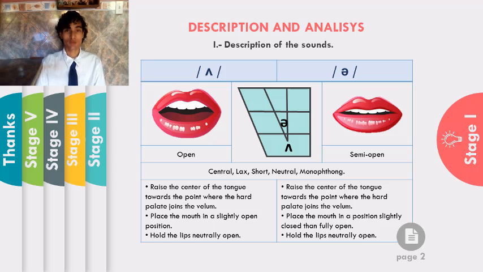To produce a stressed schwa sound, raise the center of the tongue towards the point where the hard palate joins the velum. Hold your mouth in a slightly open position and hold your lips in a neutrally open position. And to produce the unstressed schwa sound, raise the center of the tongue towards the point where the hard palate joins the velum. Hold your mouth in a slightly closed then fully open position and hold your lips neutrally open.